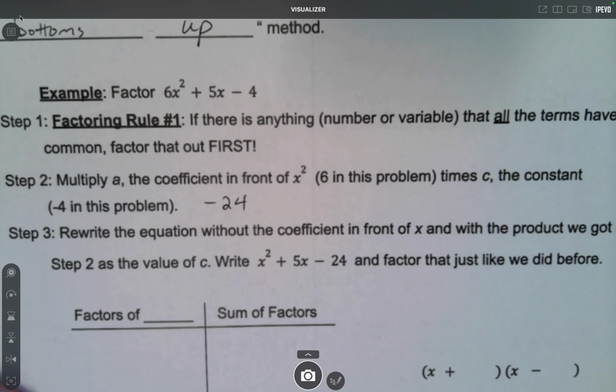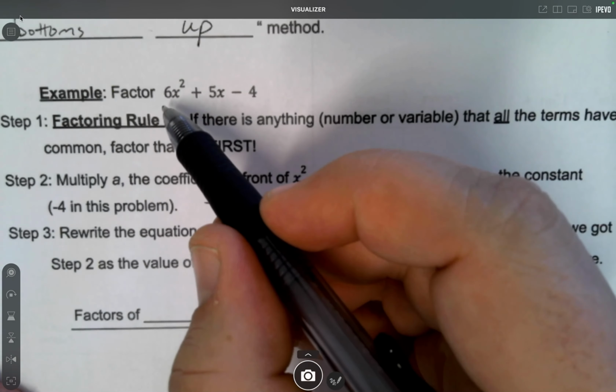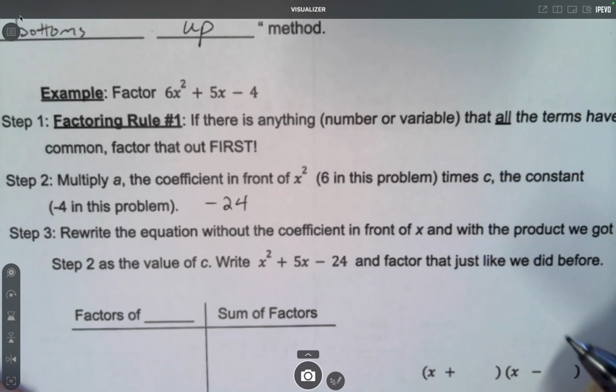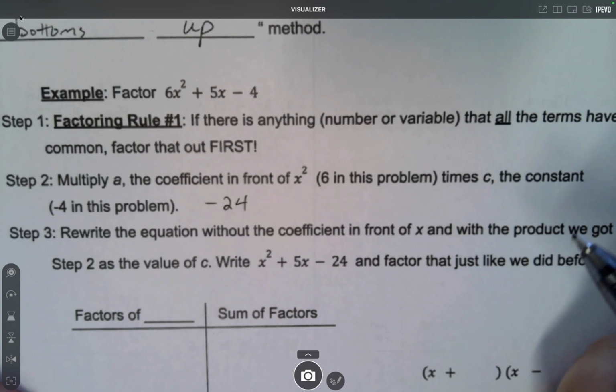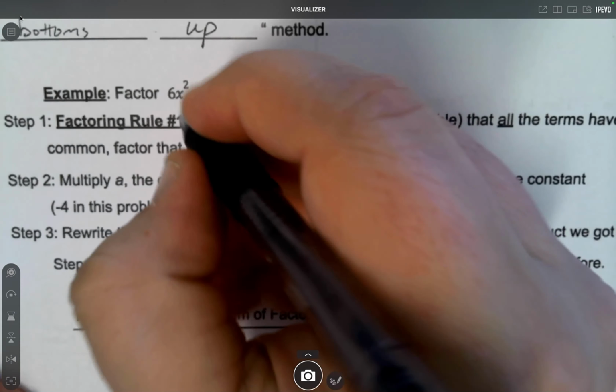Now, we really hate what makes this more complicated, and that's the 6. So you know what we're going to do? We're going to ignore it. We're going to kill it.